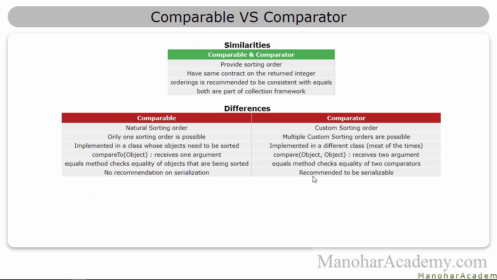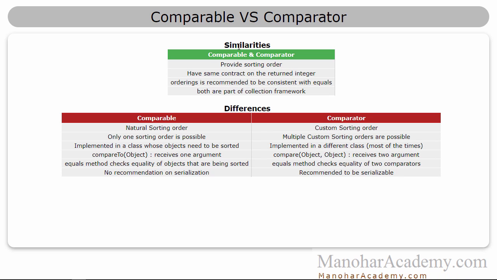Now our favorite topic, that is comparable versus comparator. What are the similarities? What are the differences? Let's talk about the similarities first. Both are providing the sorting order. Both are actually doing the same thing. And both have the same contract on the returned integer, the sign of the returned integer: when it should return a positive value, when it should return a negative value, and when it should return a 0. Also, in both cases, the ordering is recommended to be consistent with the equals method. And both are part of collection framework. What is collection framework? We did not see it, but both belong there.